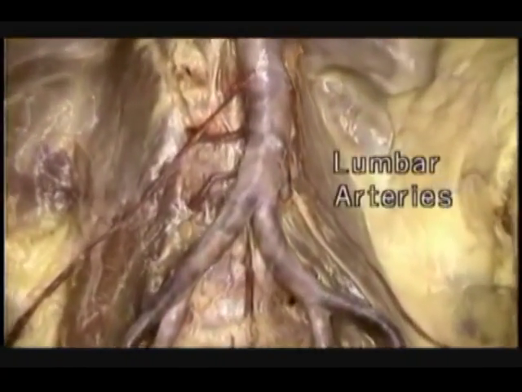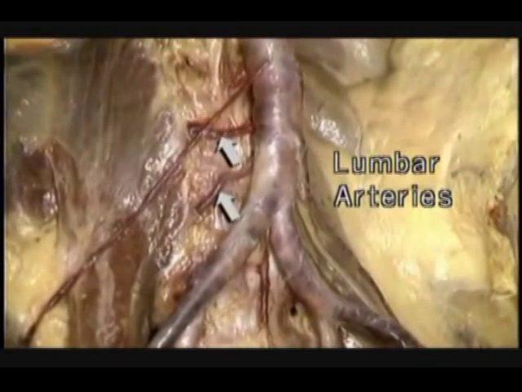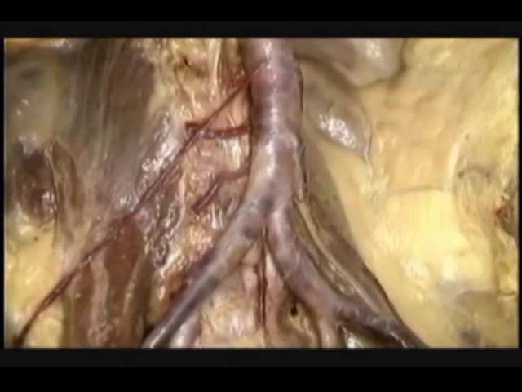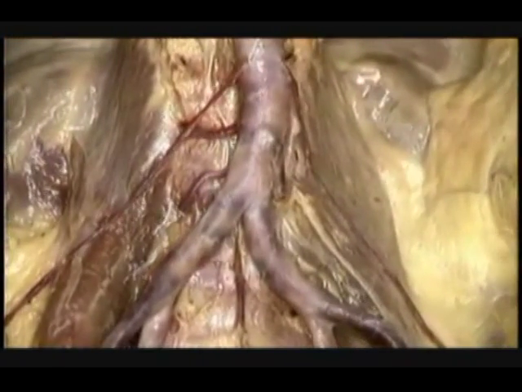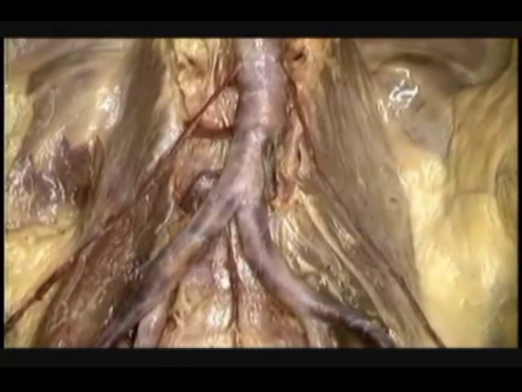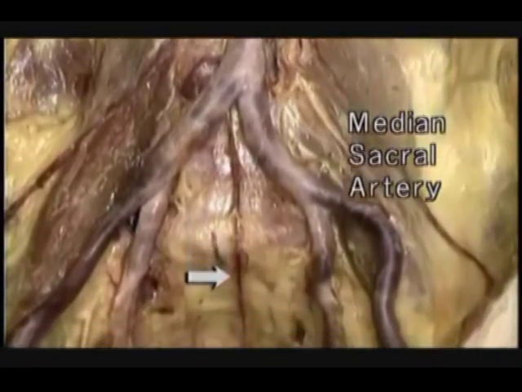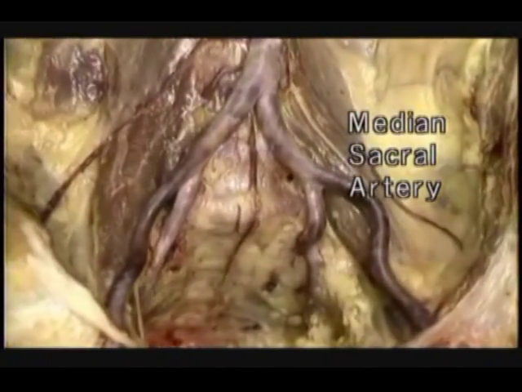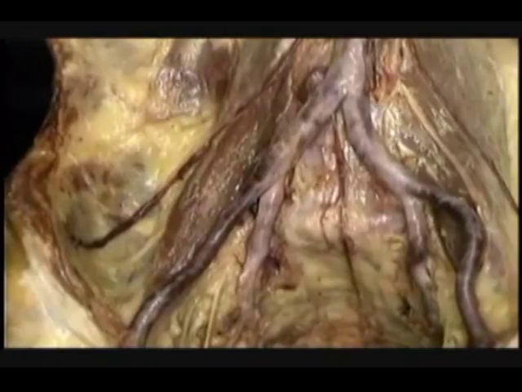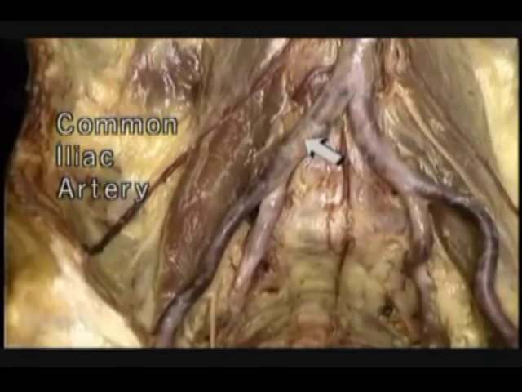Four pairs of lumbar arteries arise from the back of the aorta. Here are the lower 2. They pass behind psoas major, where they branch to supply the back, the spine, and the abdominal wall. Lastly, here's the median sacral artery, which arises from the back of the aorta just above the bifurcation and passes down into the pelvis. The common iliac artery runs close to the medial border of psoas major.